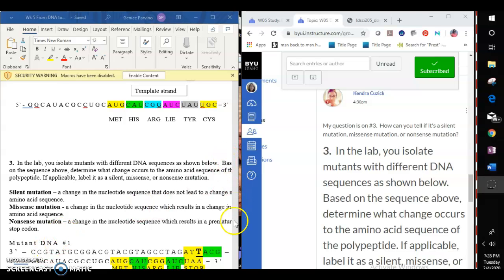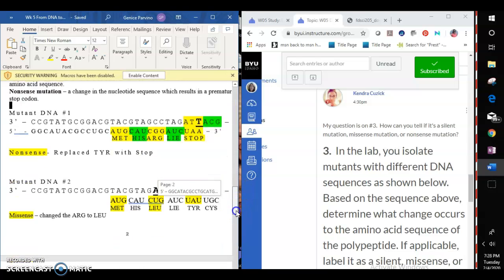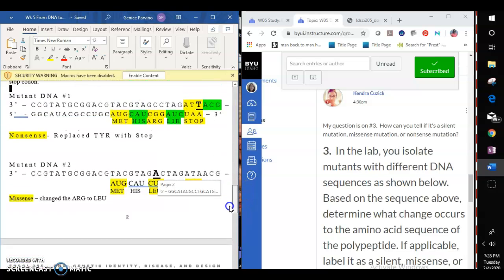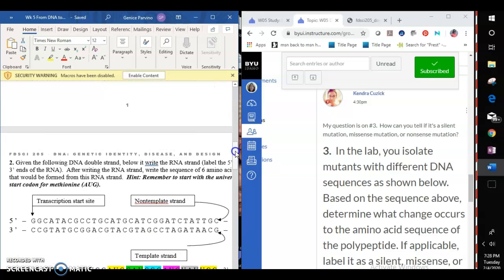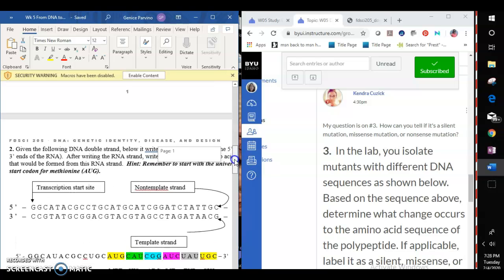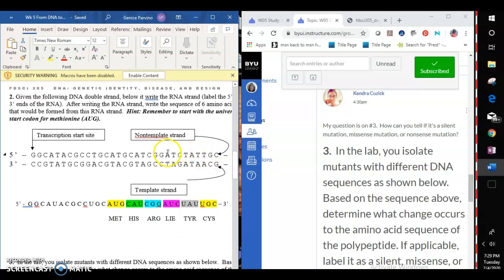Okay, so the directions want us to, let's see, it says based on the sequence above, determine what change occurs to the amino acid sequence of the polypeptide. The sequence above that they're referring to is in number 2, I believe. Here we have our DNA strand, and this is the one that we are using as a template, and we're creating RNA with that.